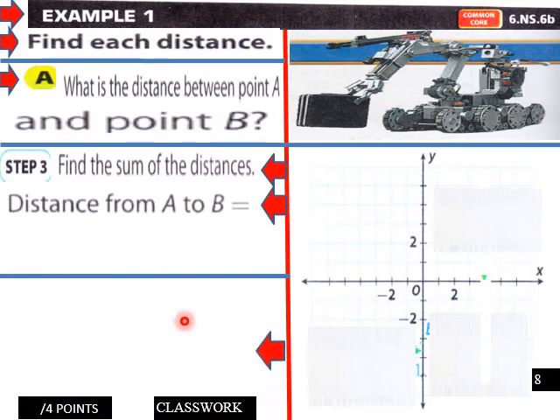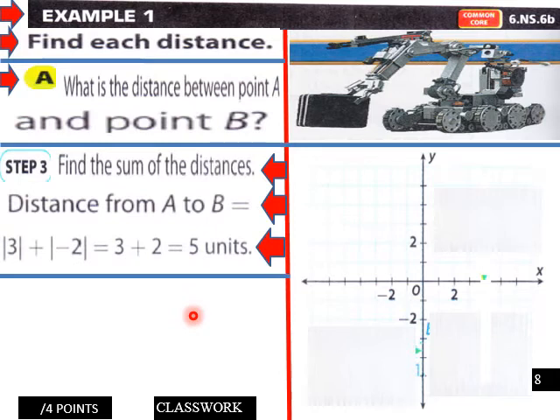Find each distance. What is the distance between point A and point B? Step 3, find the sum of the distances. Distance from A to B equals 3 plus 2. Absolute values of these. 3 plus 2 is 5 units. So point A is here, then point B is down here. So this distance here is 5 units altogether.